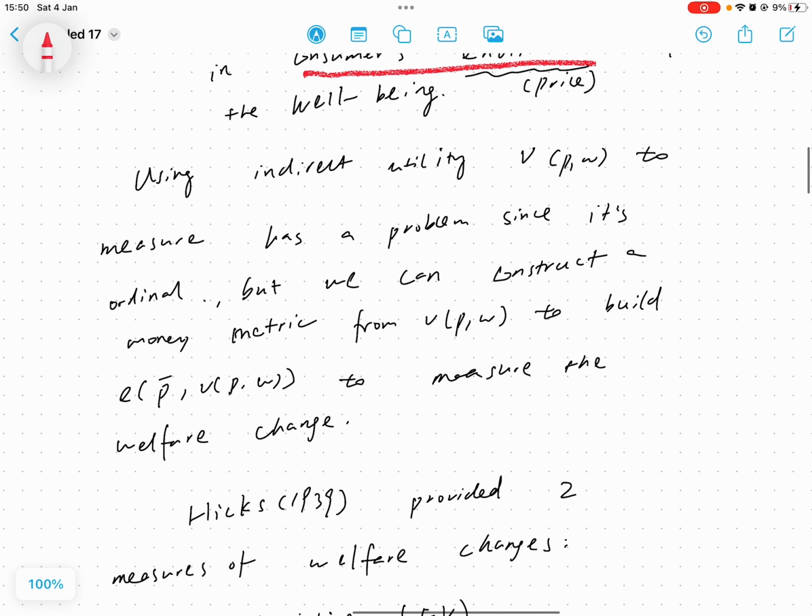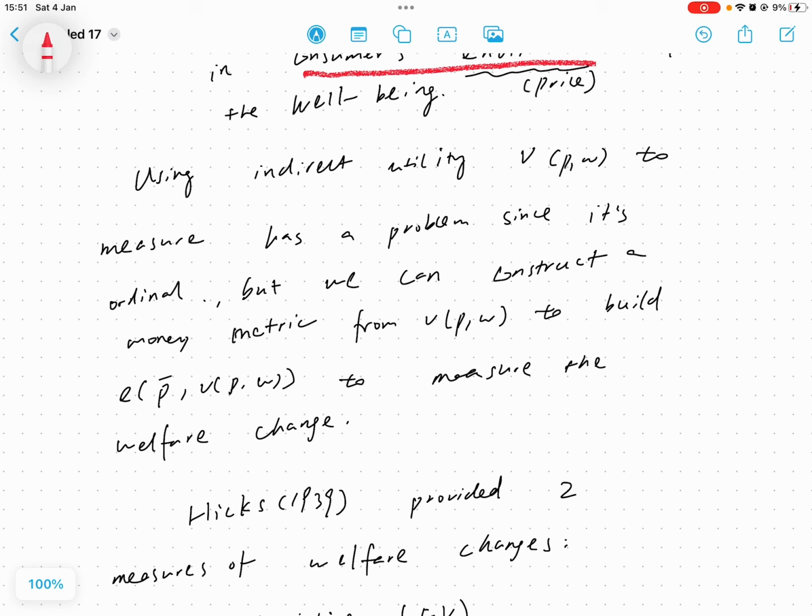We know it should be okay to use the indirect utility, the V function, which is the value function derived from the UMP, to measure welfare. But there is a problem with using this for welfare analysis, because the value from the utility is still ordinal. We have already mentioned that ordinal measures have problems if you want to compare the differences between different values of these V functions.